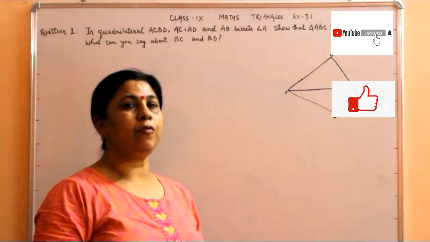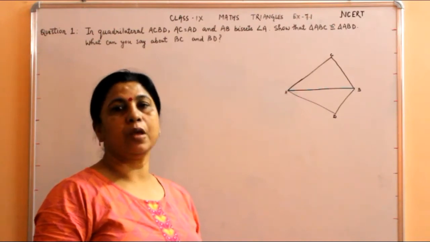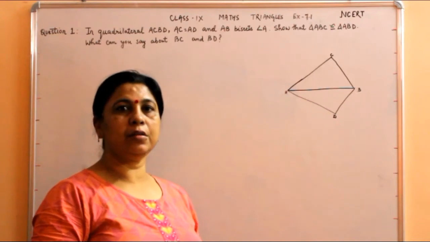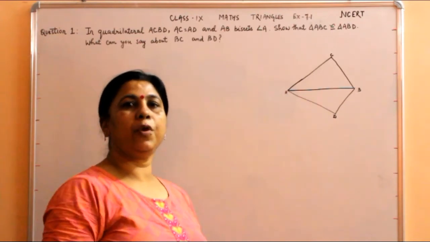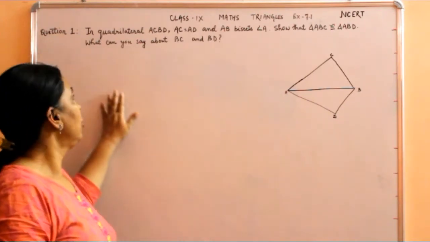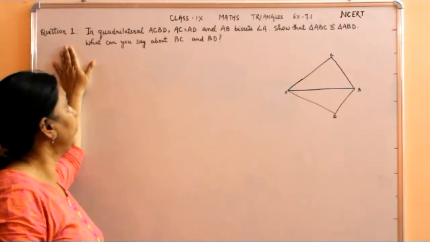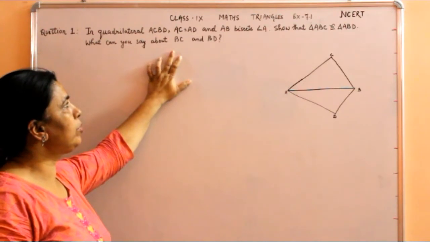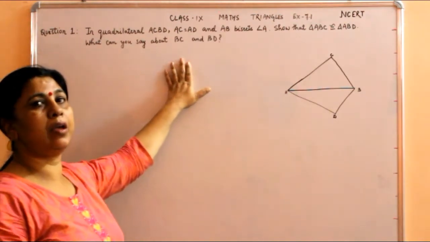Today I am here with class 9 Maths NCERT chapter 7 Triangles and exercise 7.1. Students, question number 1. In quadrilateral ACBD, AC is equal to AD and AB bisects angle A.